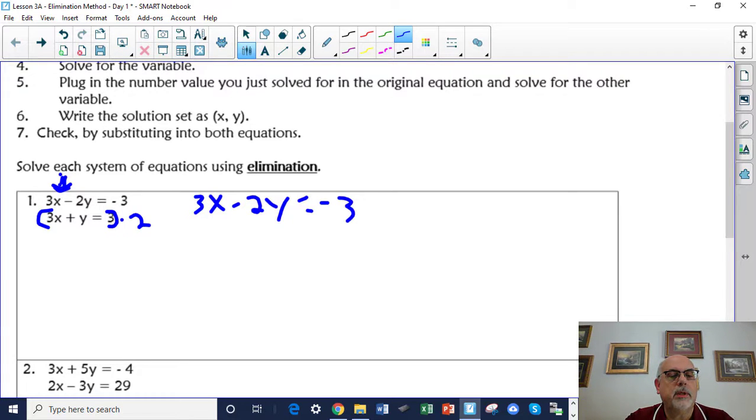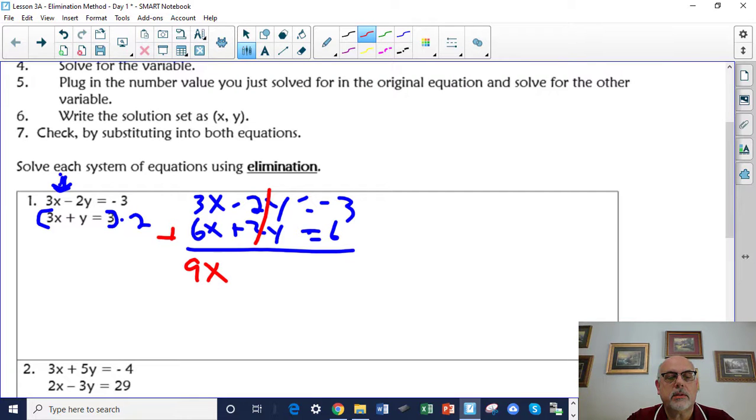Okay, so the first equation, we're not changing that at all. Second equation, multiply everything by 2: 6x plus 2y equals 6. When you add the equations together, the y terms drop out, and you have 9x is equal to 3. You divide by 9. x is equal to 3 over 9, or 1/3. So this is the first part of your solution, 1/3.